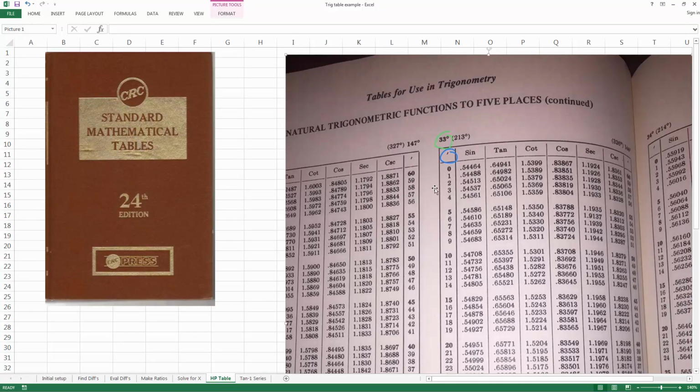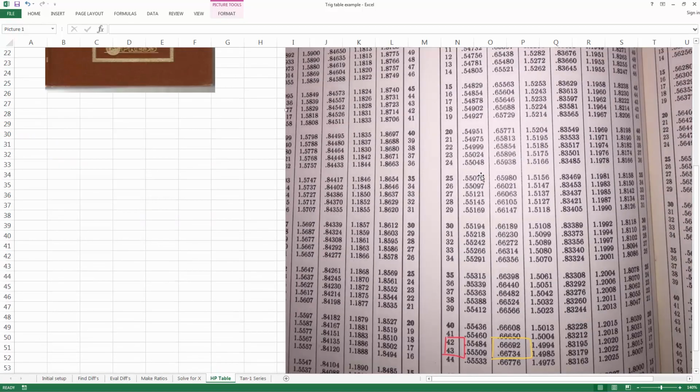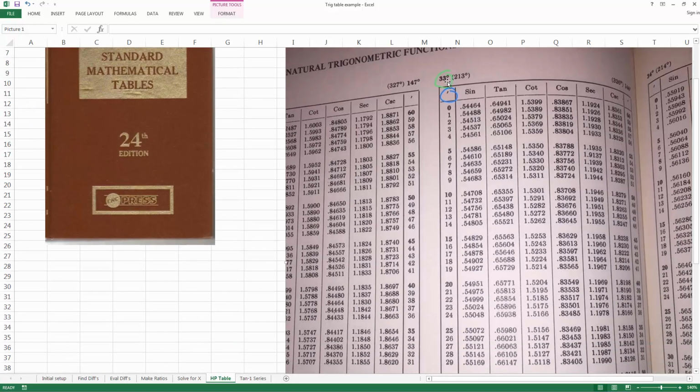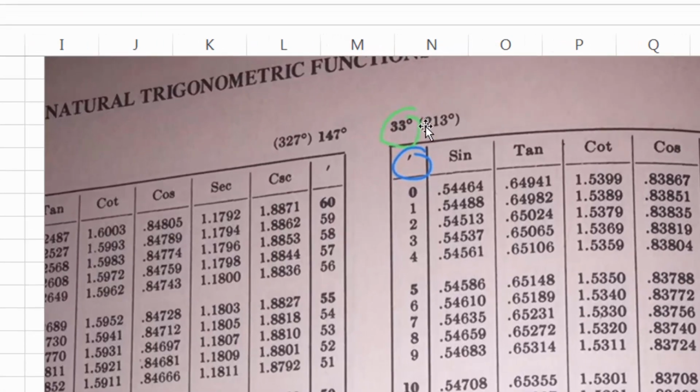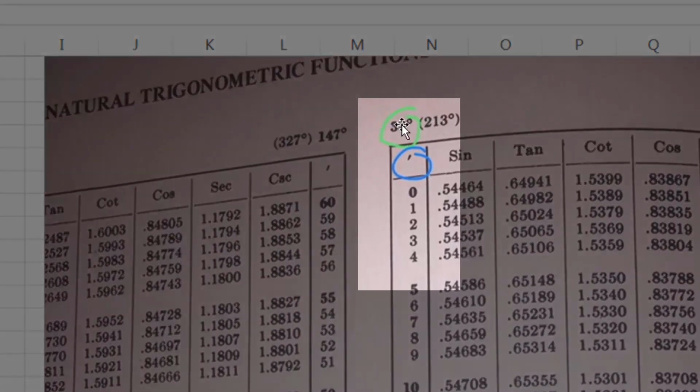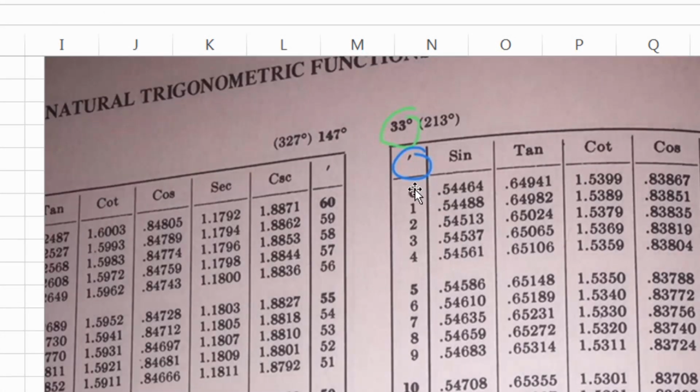And so what you do here is that this entire half of the page is dedicated to 33 degrees. Now, it is broken up not by decimals, but by minutes, which are each 1/60th of a degree. I'm kind of glad that they went to decimals, but this is what I have. So just read this as 60ths of a degree on the left-hand side here.